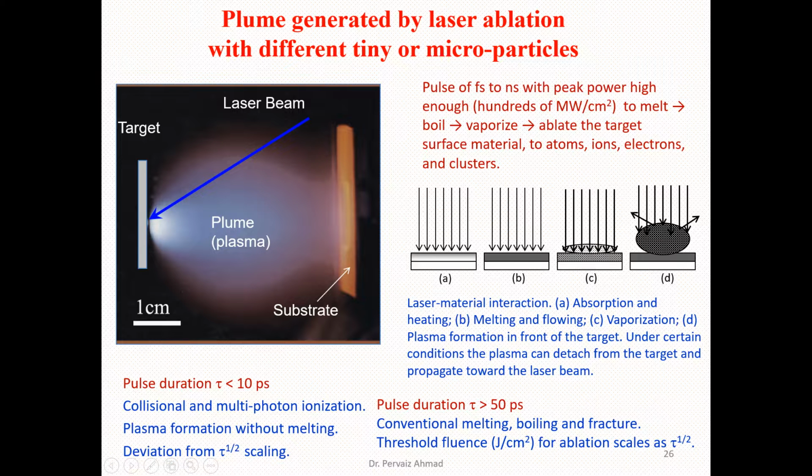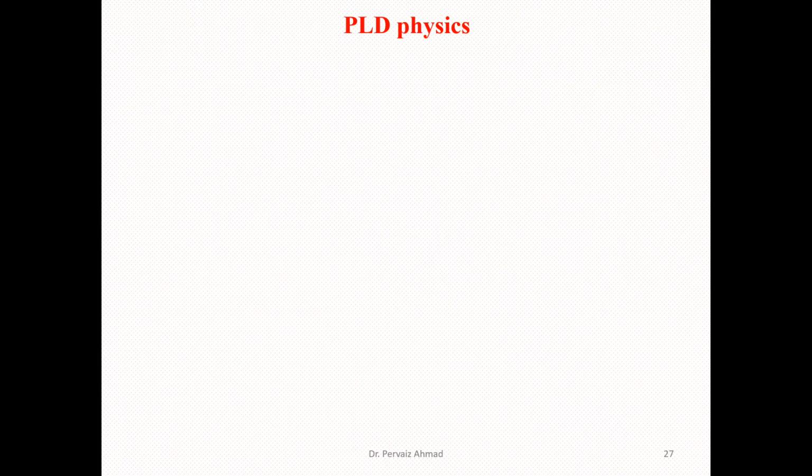But if the pulse duration is greater than 50 picoseconds, we will have conventional melting, boiling, and fracture. The threshold fluence, in joules per centimeter squared, for the ablation scale is 10 raised to the power 1 by 2. So this is how the fume is generated by laser ablation with different tiny particles or microparticles.